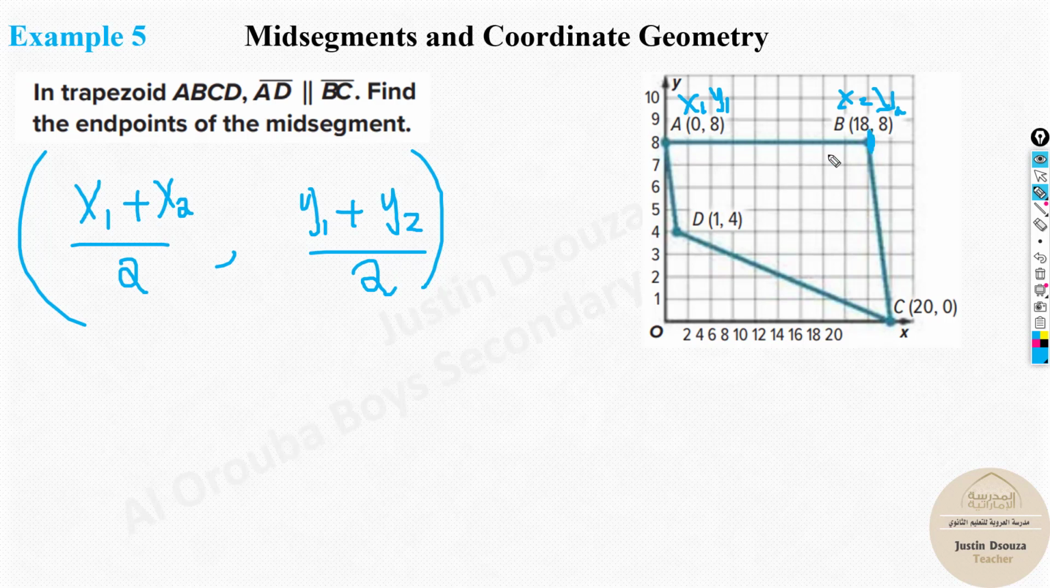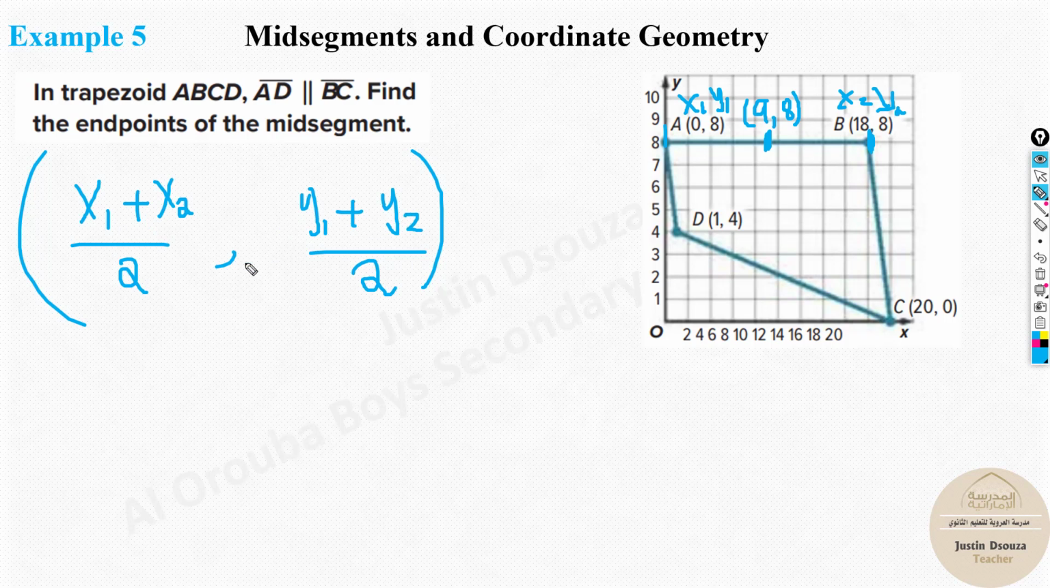See which is the midpoint. This is 18, so half of 18 would be 9, isn't it? Now 0 and 18, right? See the scale is 2, 4, 6, so 2, 4, 6, 8, 9. This would be the midpoint. What would be the y value? It would be the same, 8, at 8 only. So this midpoint directly can be written as 9, 8. This is one way to write.